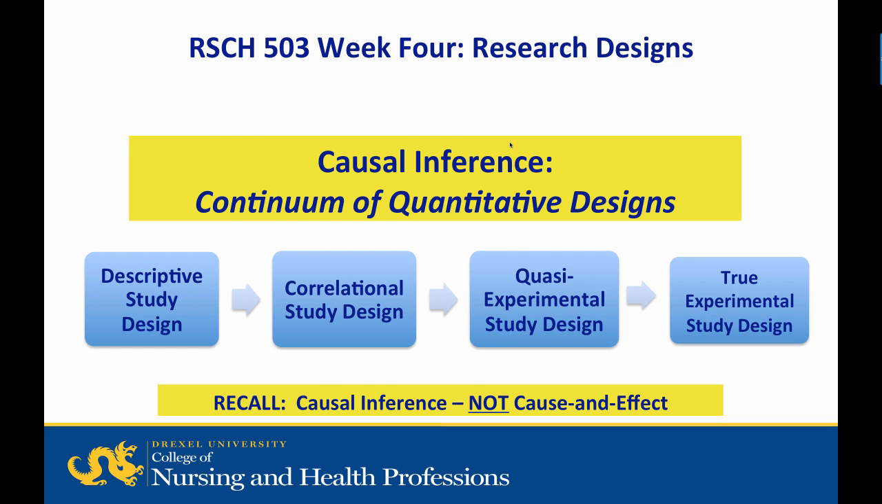There are 4 types of quantitative research designs. They exist on a continuum of causal inference. That is, these designs vary from very little control, example, descriptive design, to very tight control, true experimental design, example, randomized controlled trials or RCTs. Please recall that the strongest design, that is, the true experimental design, enables causal inference only. No design assures cause and effect relationships.